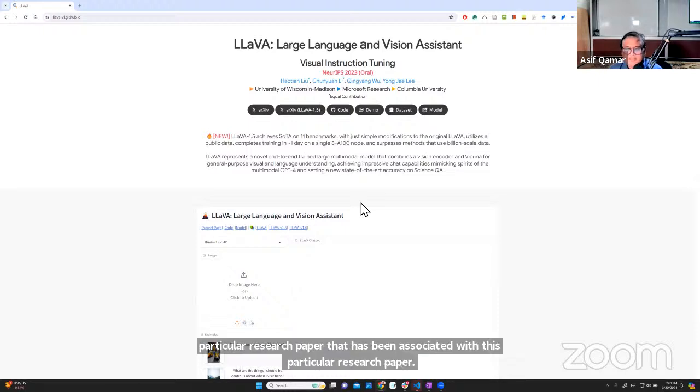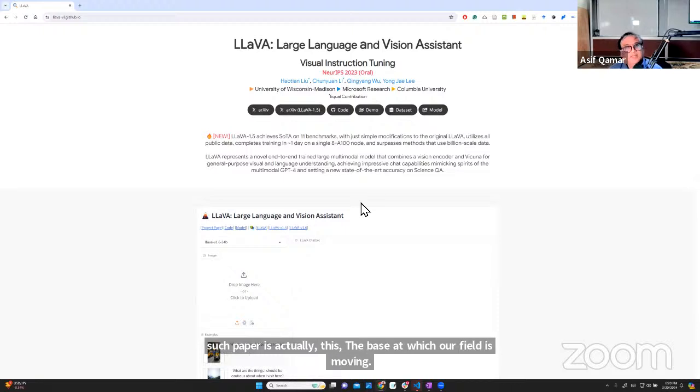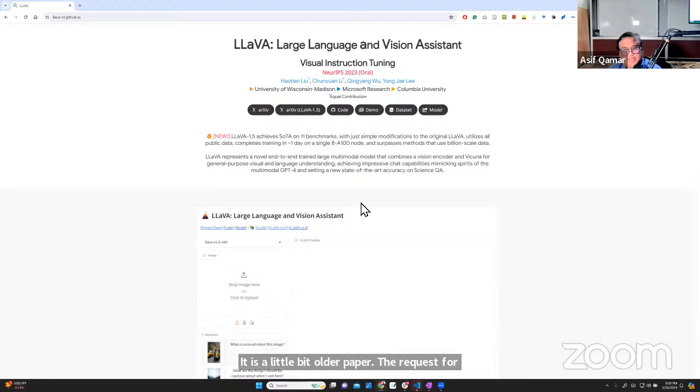Now, this research paper is actually a reflection of the pace at which our field is moving. It is a little bit older paper. The request for this came from our boot camp, which we are doing on Sunday. We were covering a few papers. We covered CLIP, BLIP, BLIP-2. And in some sense, this represented a natural evolutionary step beyond BLIP-2. In the paper itself, we'll see how the results compare with respect to BLIP-2.